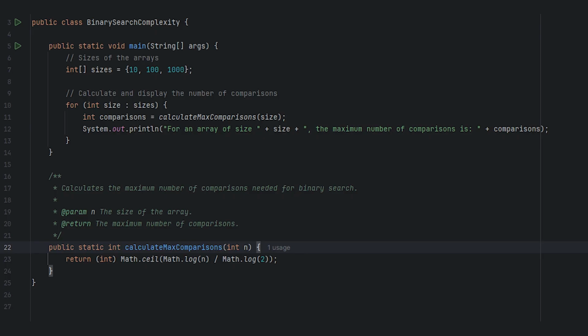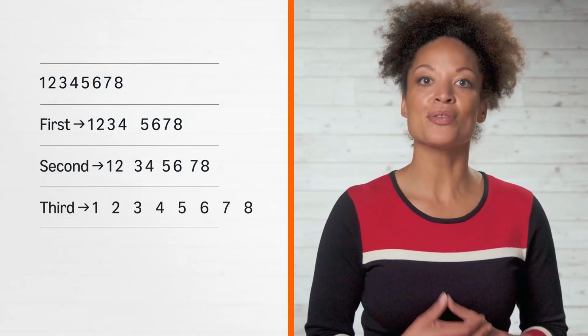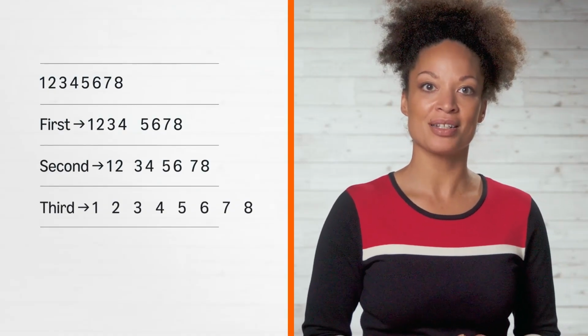The number of comparisons depends on how many times the array can be halved. The formula Math.log of n divided by Math.log of 2 gives the base 2 logarithm, which shows how often you can split the array. For example, if the array has 8 elements, you can halve it 3 times. So, in the worst case, it would take 3 comparisons to find your target.